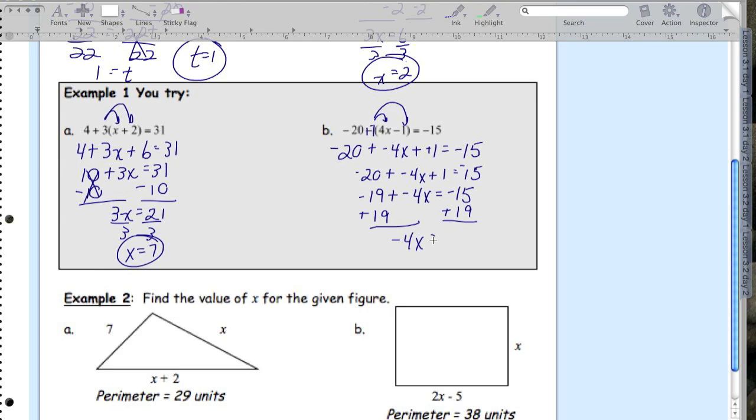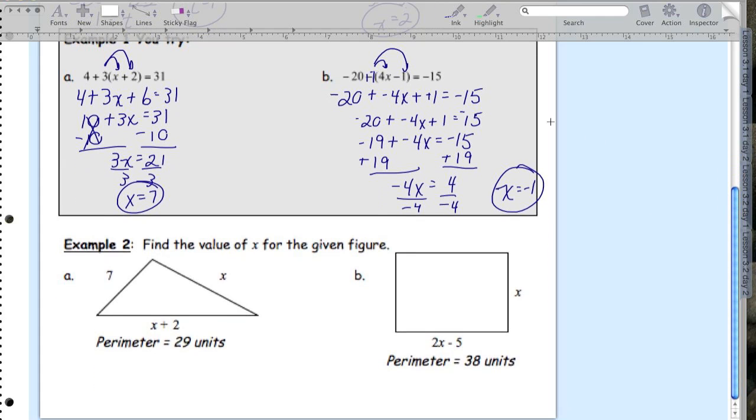Negative 4x is equal to positive 4. Divide by negative 4. X equals negative 1. You can always substitute your answer back in if you'd like to make sure that you did it right. This would give me negative 20 plus 4 times negative 1 is negative 4, minus 1 is negative 5. So negative 20, the original was minus, and negative 5 is plus 5, so I get negative 15. The check that I just did right there, it's easier if you write it out.